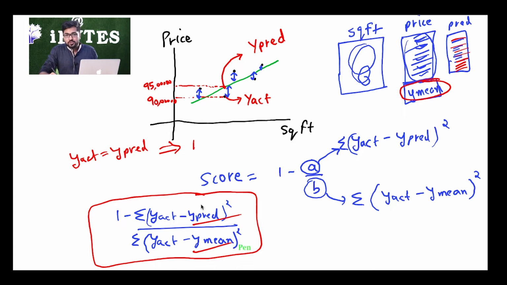So when am I going to get a score of 0? I will get a score of 0 when my y predicted is equal to y mean. If my y predicted is equal to y mean every time, then basically our numerator and denominator will cancel out, 1 minus 1 is equal to 0, and I am going to get a score of 0.